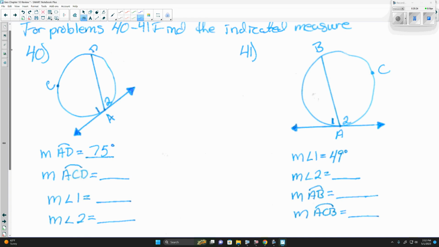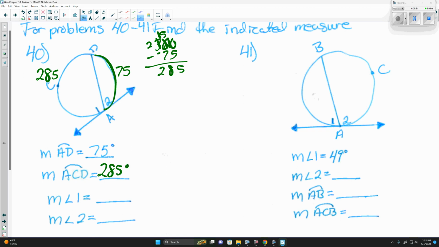So we know arc AD is 75. ACD, well, the whole circle is what? 360. So the rest of the arc is going to be, so the measure of arc ACD is 285 degrees.